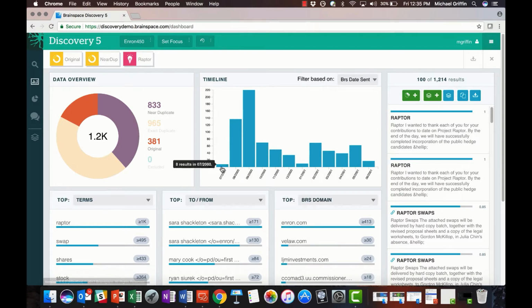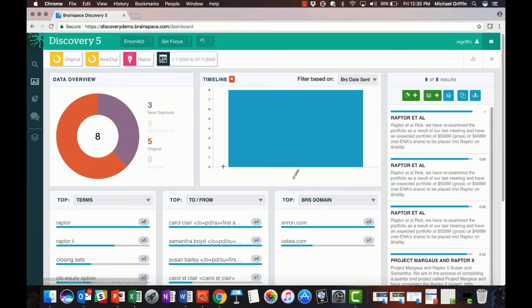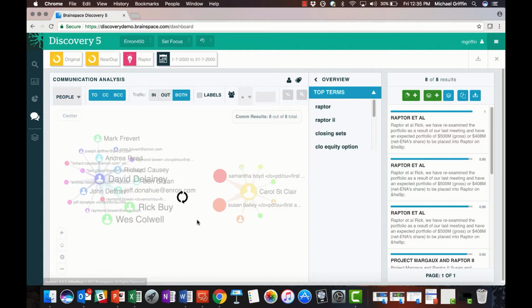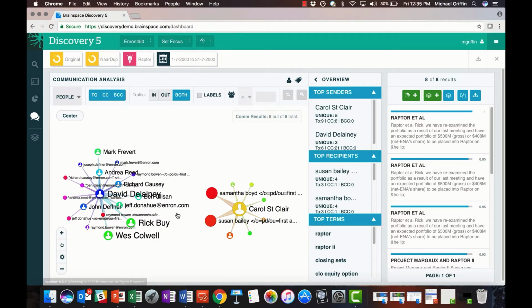But we're going to use the date information here. So we've got 8 results in July of 2000 that really are representative of the startings of this Raptor term or Raptor topic in the data that we have. And when we click on that, we can then flip back over to our communications analysis and we can see the people involved in communication about Raptor in the very early stages. So David Delaney is at the center of that. You can see here are our 8 results that represent how it started.